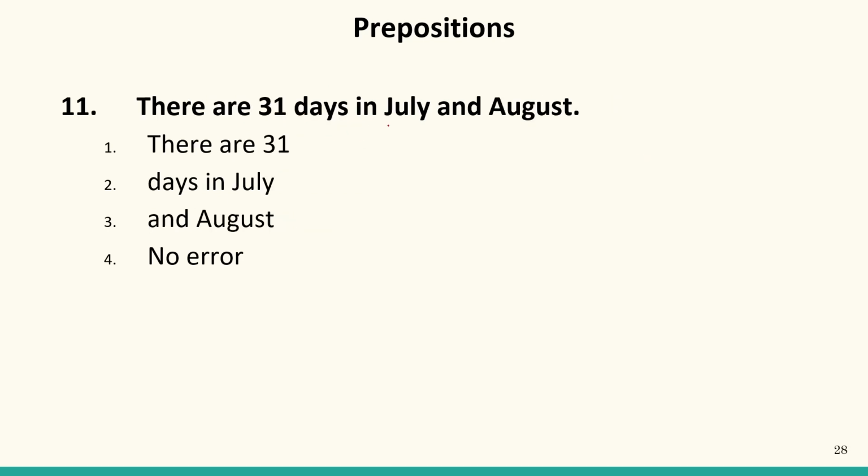There are 31 days in July and August. Now this sentence is absolutely correct because we know well that July has 31 days as well as August has 31 days. There is no error. So our answer should be 4, that this sentence contains no error.